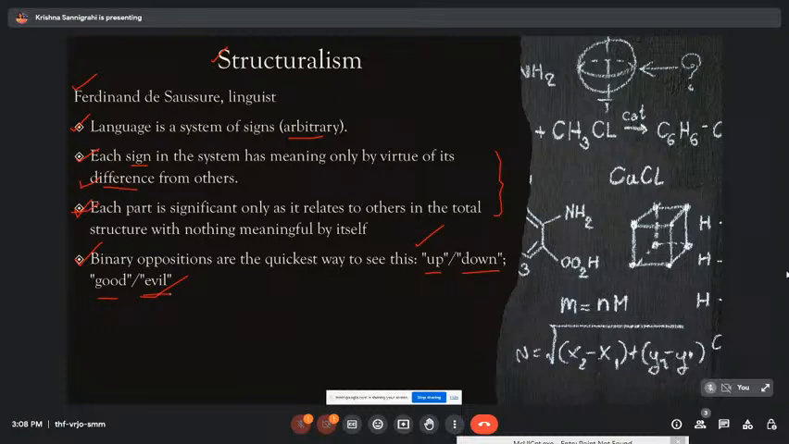So this is how structuralism and the theory of Ferdinand de Saussure spoke about signs and how binary oppositions and the fact that difference to others gave meaning to a particular sign.